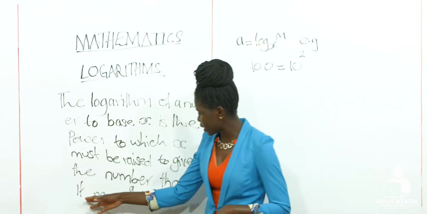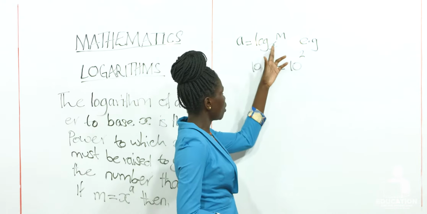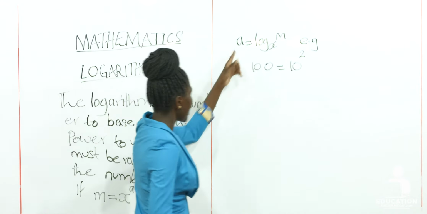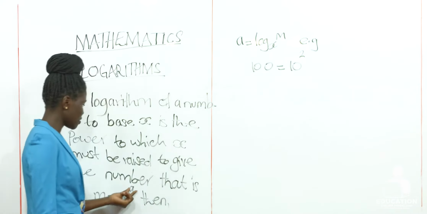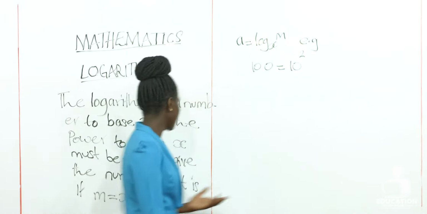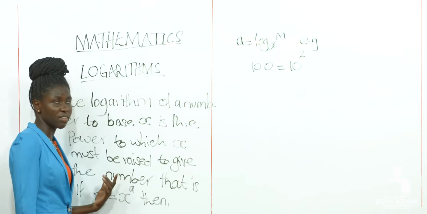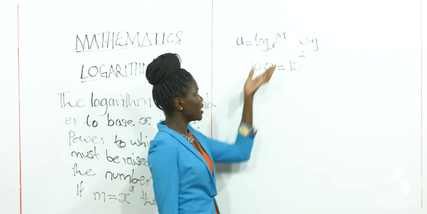If we have a number like m is equal to x to power a, then what we mean by that is a is equal to log of m to base x. a is the power of x, and x becomes our base and m becomes the number. So when we are working out logarithm and given a number like this, you need to know which one is the number, which one is the base, and which is the power, so that you can easily work it out.